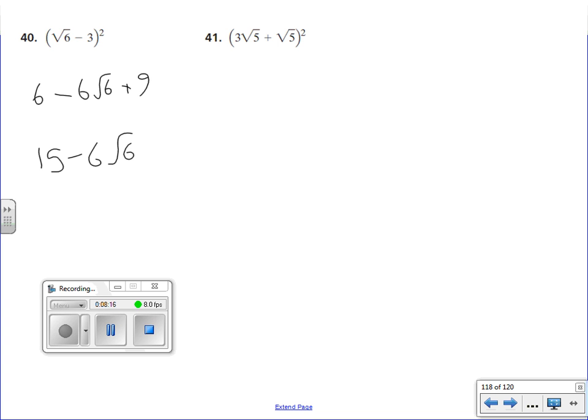Same again. First term squared, a little more complicated. 3 root 5 squared means we square the 3 and the root 5, which means we get 9 times 5, which is 45. 3 root 5 times root 5 is going to give us 3 times root 25, which is 3 times 5, 15. Doubled is 30. And last term squared, root 5 times root 5 is just 5. So our final answer gives us 75, add 5 is 80.